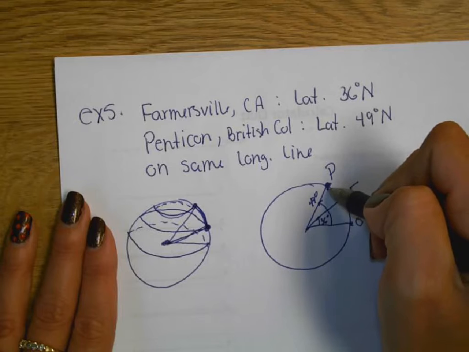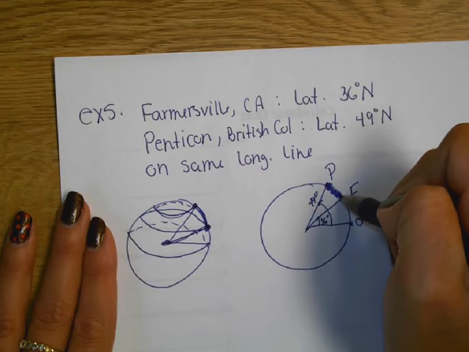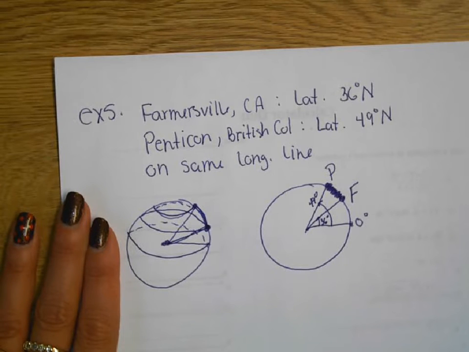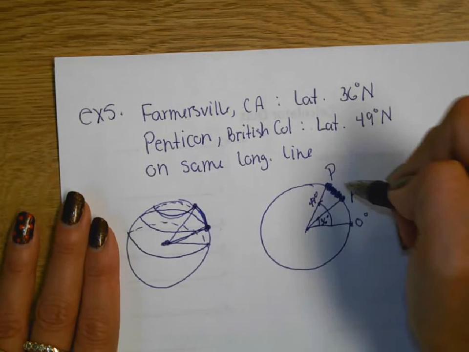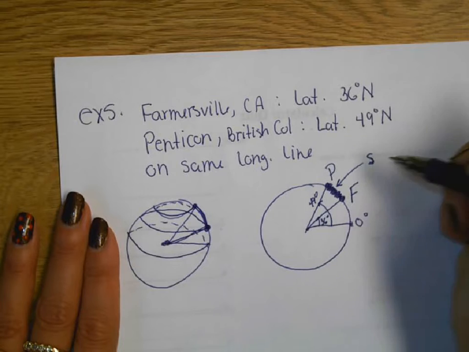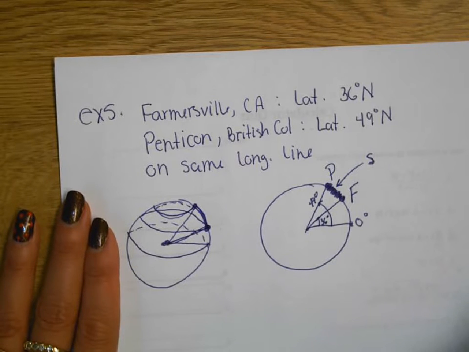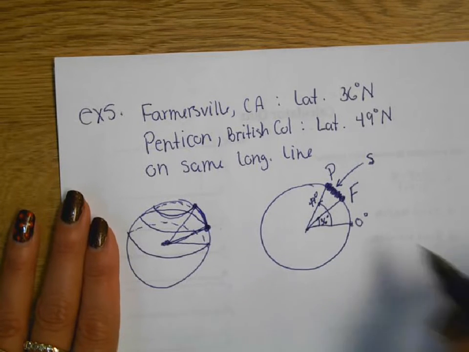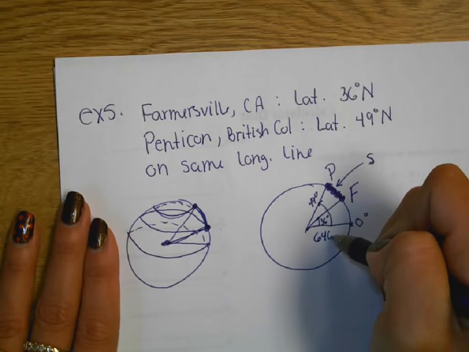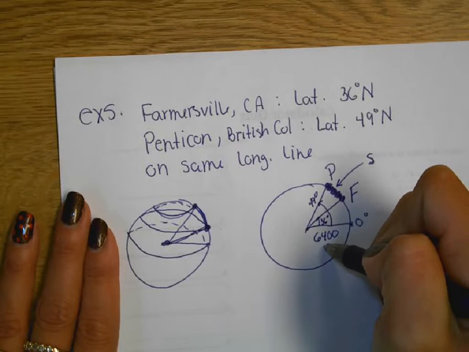I'd like to know how far apart these two towns are right here, because they're on the same longitude line on the globe. So what am I looking for? S, the arc length. I would like to know S. What do I know? The radius of the Earth is 6,400. That is my R.